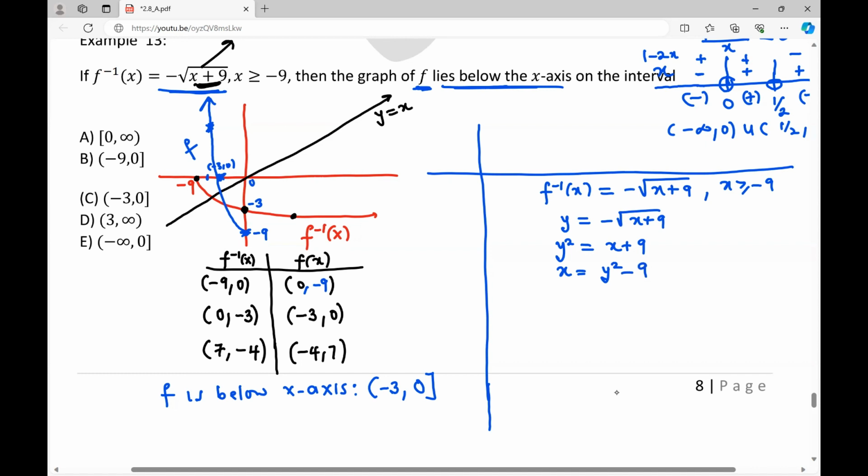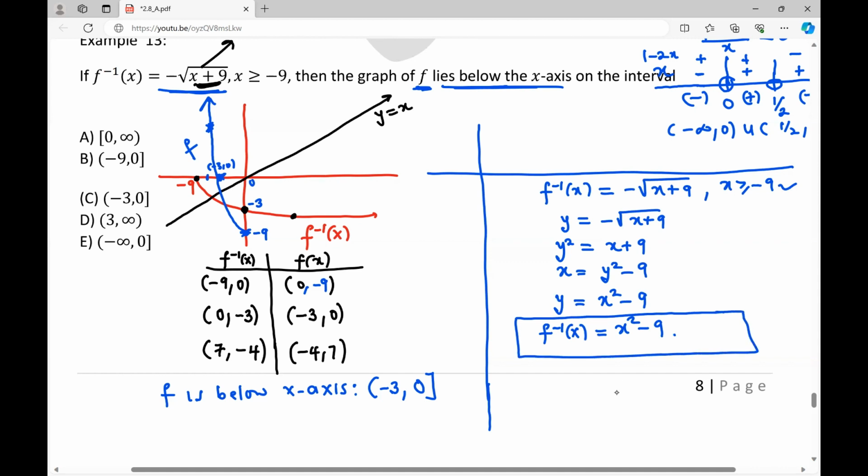Now you can interchange x and y. So y is going to be x squared minus 9. This y is going to be our F inverse of x, so F inverse of x is x squared minus 9. But since there is a condition here, we also need a condition on our F inverse, which is the domain.